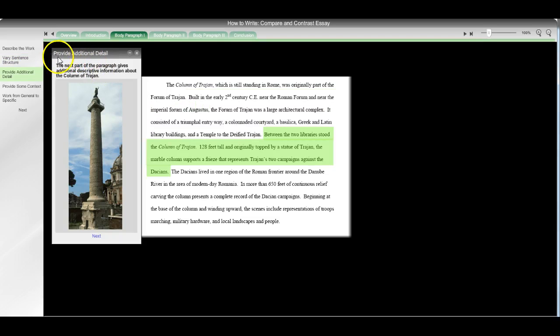Number 7, provide additional detail. The next part of the paragraph gives additional descriptive information about the Column of Trajan. So once again, here's the Column of Trajan, and here is the additional detail. Let's read it together. Between the two libraries stood the Column of Trajan, 128 feet tall and originally topped by a statue of Trajan. The marble column supports a frieze that represents Trajan's two campaigns against the Dacians. Next screen.